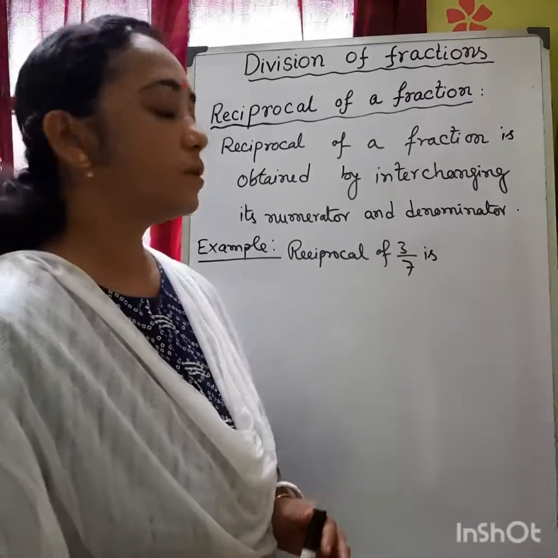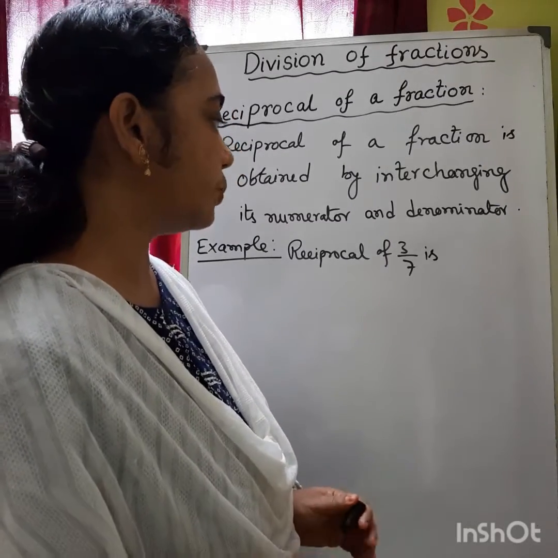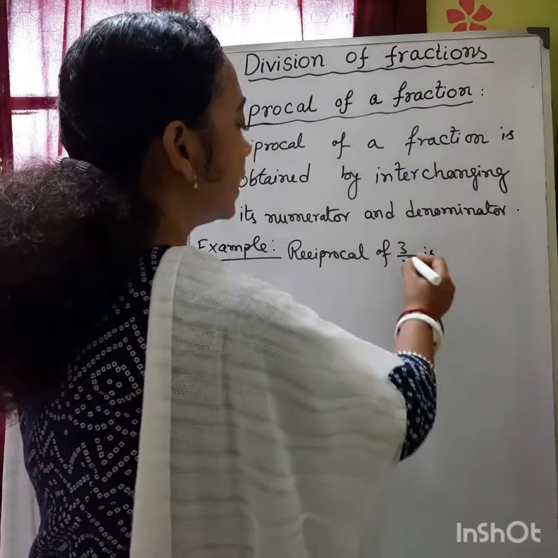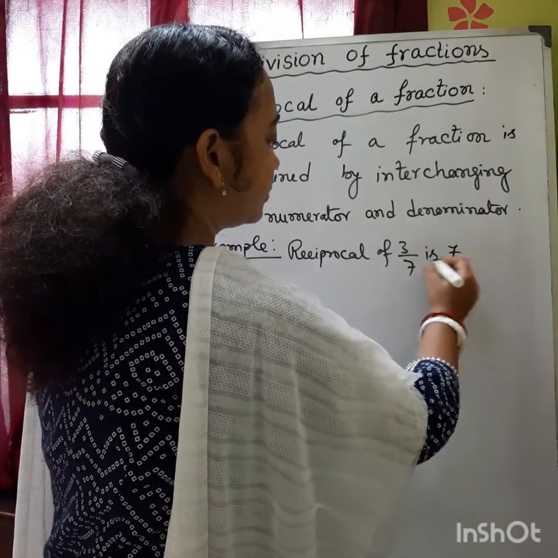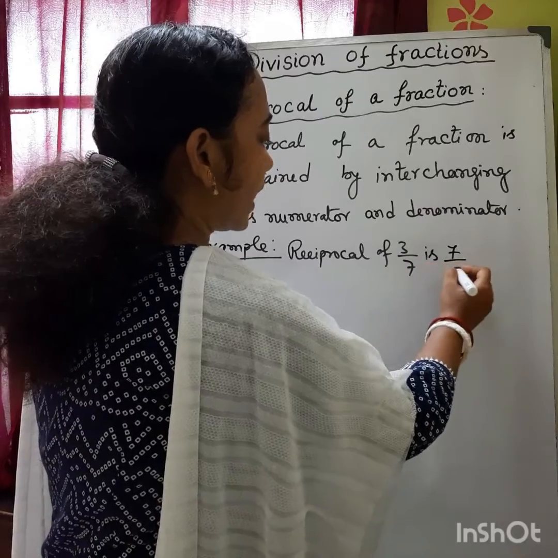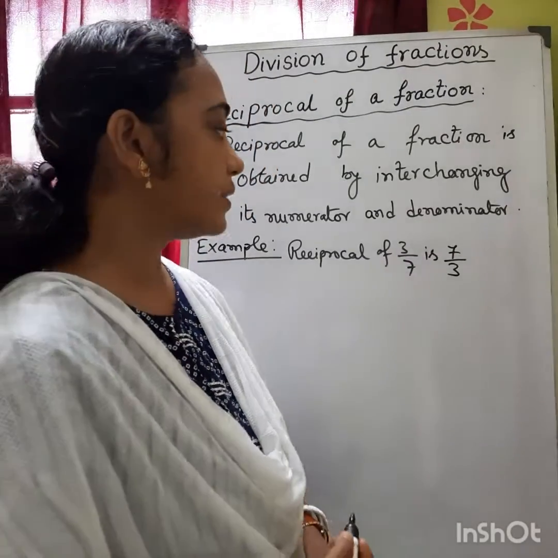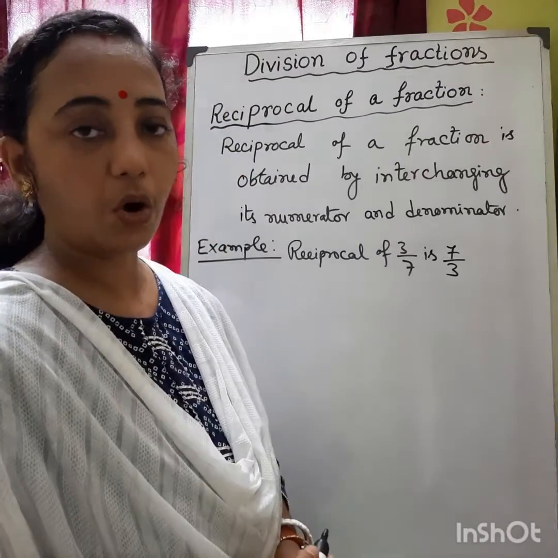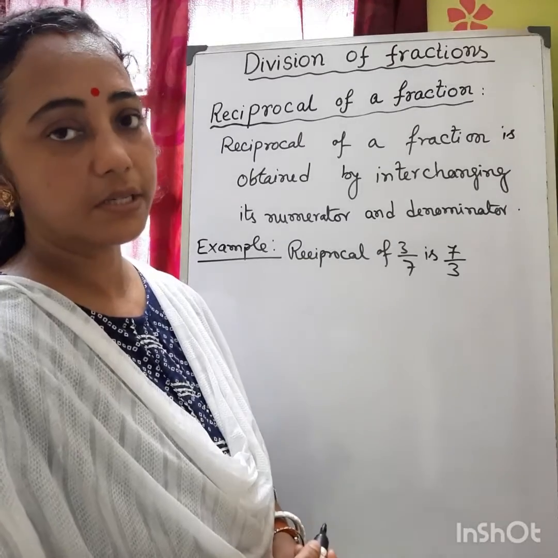For example, the reciprocal of 3/7 is obtained by interchanging its numerator and denominator. That means in place of its numerator we will write 7, and in place of the denominator we will write 3. So by inverting the fraction we get the reciprocal of that fraction. So the reciprocal of 3/7 is 7/3.